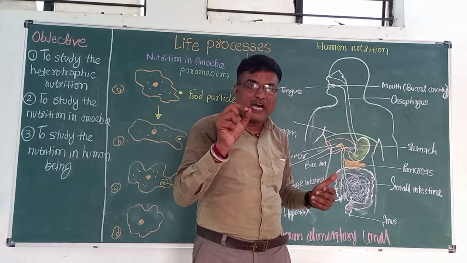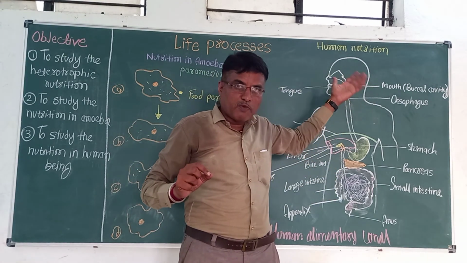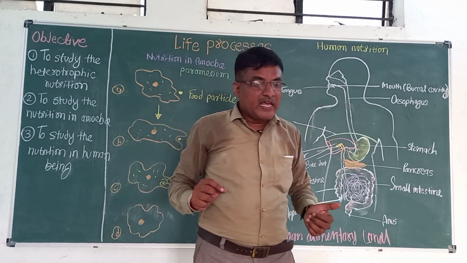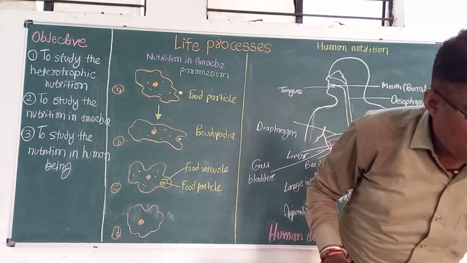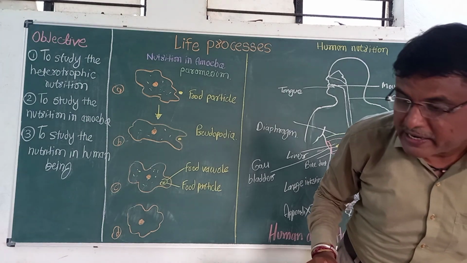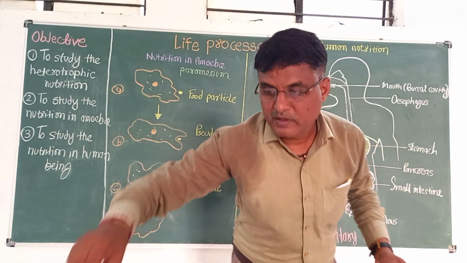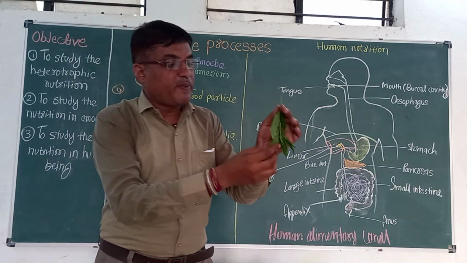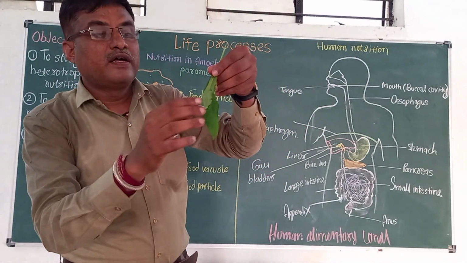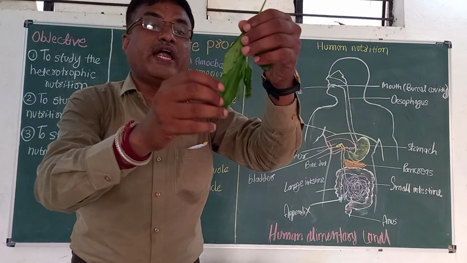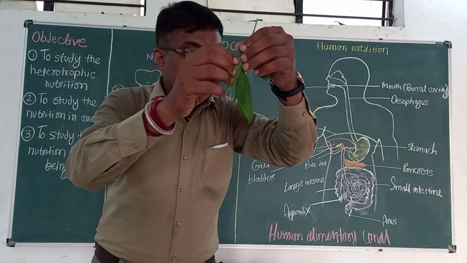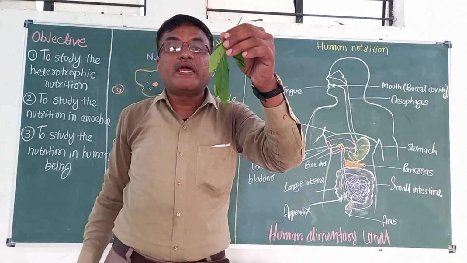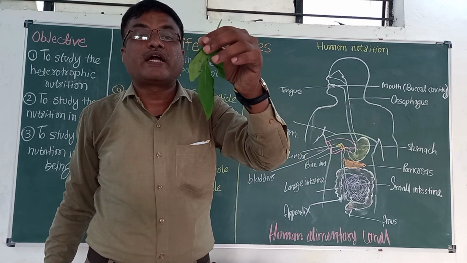One plant I found while walking early in the morning in the botanical garden. The name of that plant is Andrographis paniculata. This is the plant. In Hindi it is called Kalmeg.